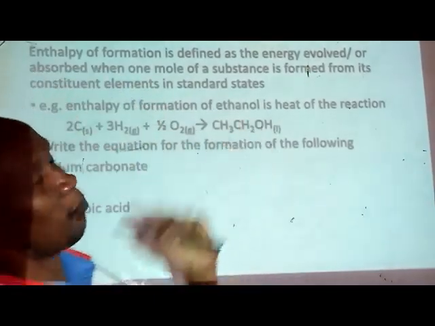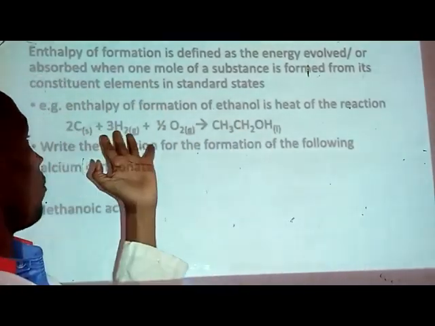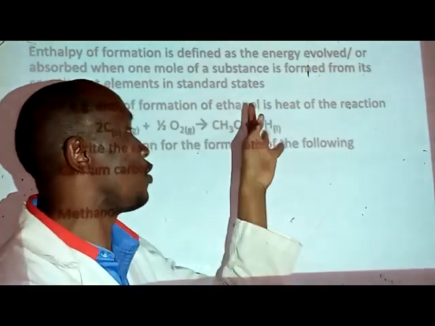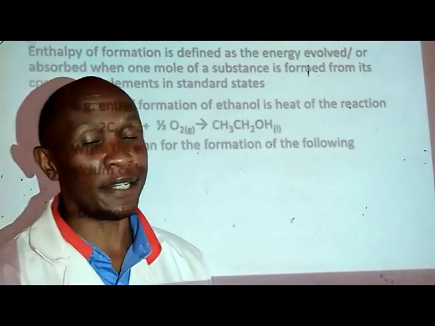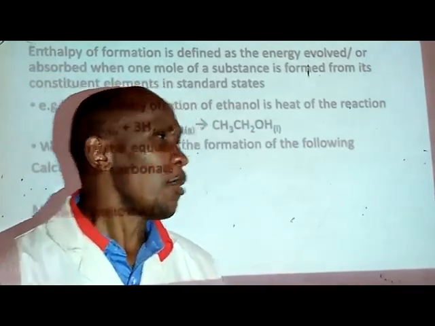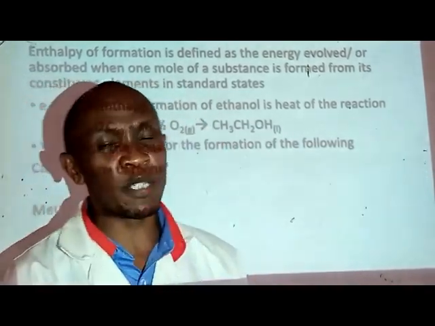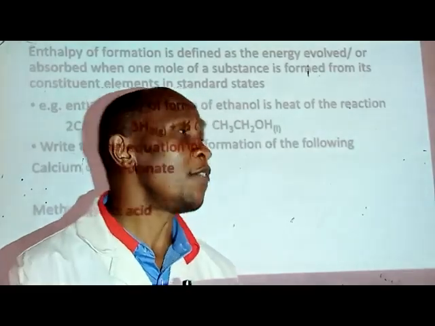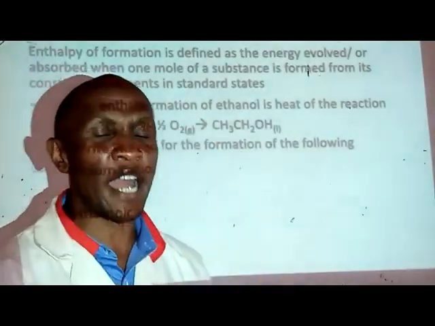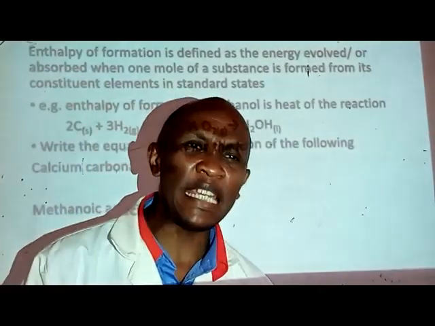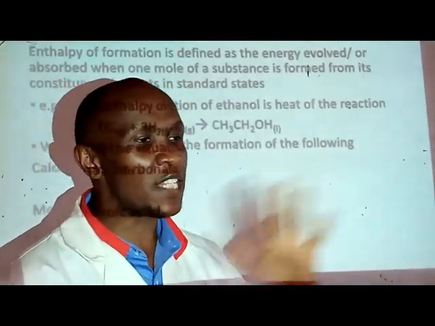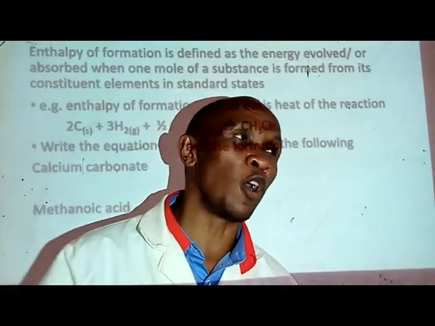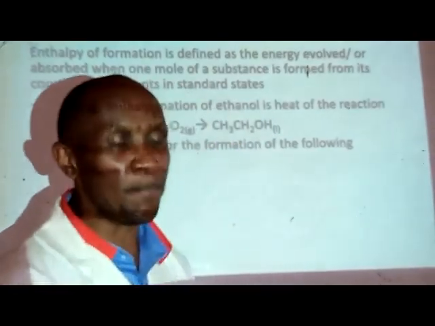So this is an impossible reaction. You cannot combine carbon, hydrogen, and oxygen to form ethanol. That reaction will not take place in the lab. So how do you get the enthalpy of this reaction? Now, the enthalpies of most of the reactions will be determined indirectly by using what we refer to as the Hess law, or the law of constant heat summation.